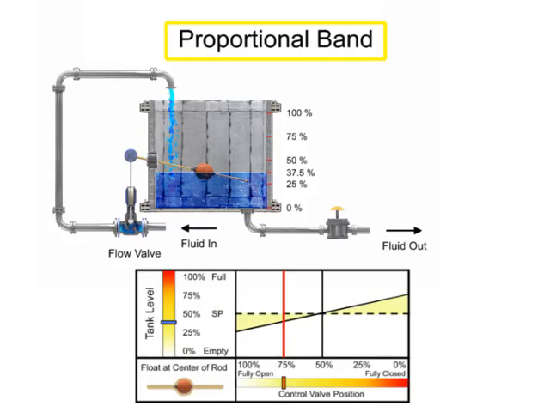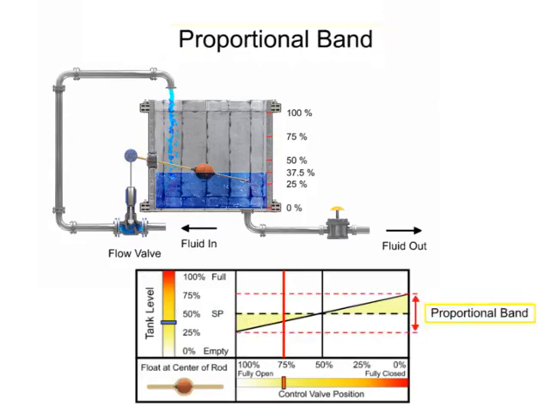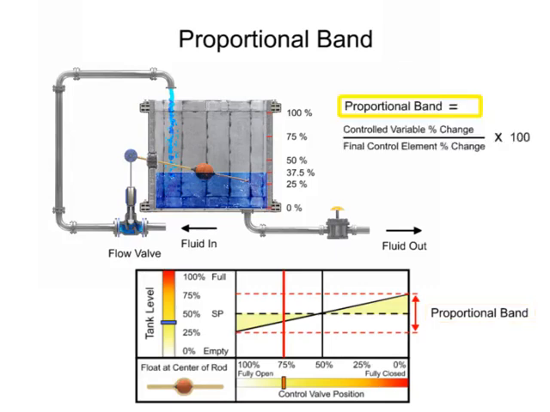Proportional band is defined as the percentage of change in the controlled variable which causes the final control element to go through 100% of operating range. Proportional band is calculated by dividing the controlled variable percent change by the final control element percent change, multiplied by 100.